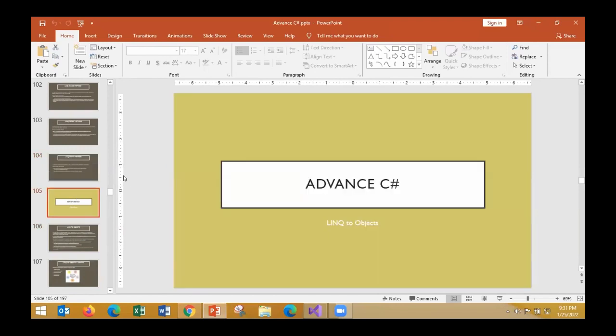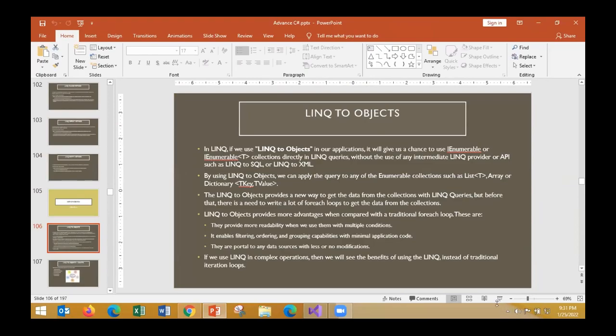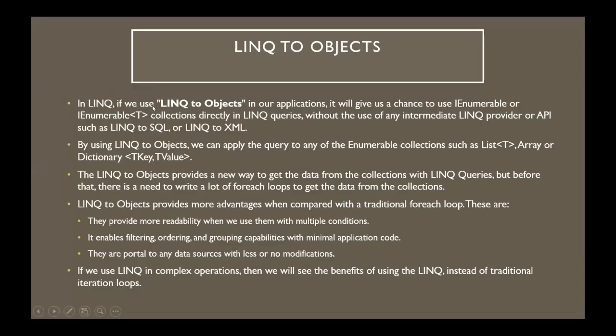And that finishes up your LINQ. Okay, now LINQ to Objects. Interesting thing. So we'll see it. In LINQ, we use LINQ to Objects in our application. It will give us a chance to use IEnumerable or IEnumerable generic type collections directly in LINQ queries without the use of any intermediate LINQ provider. Suddenly we have a LINQ query and then we have database or memory objects or XML files. And in between this, there's a LINQ provider, right?